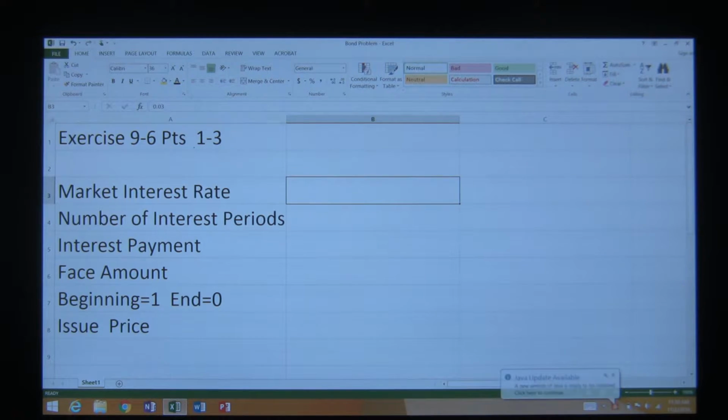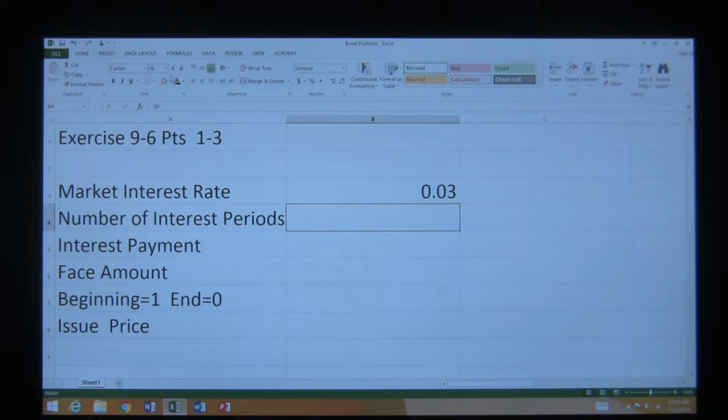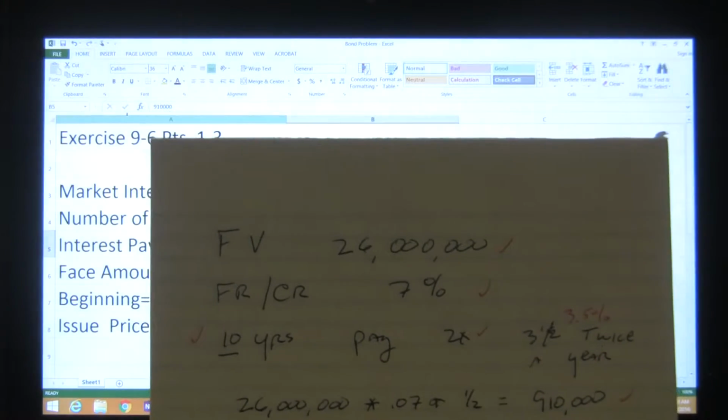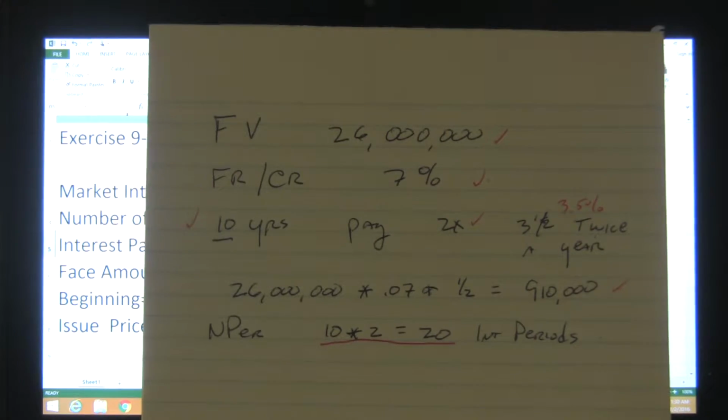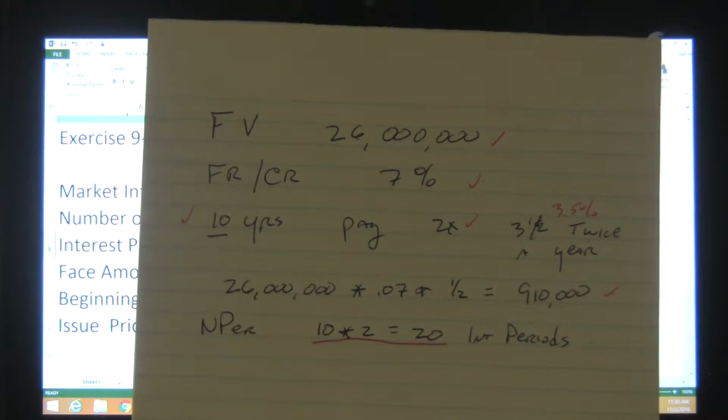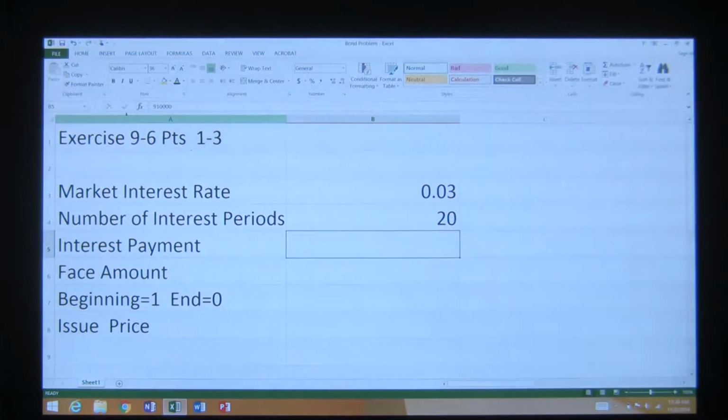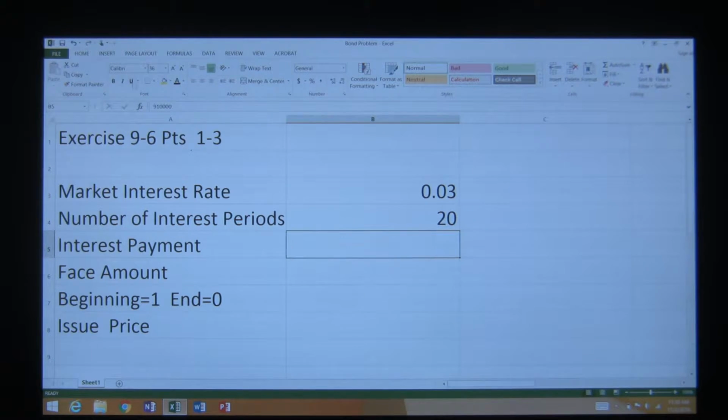Well, we know that the market interest rate is 6%, so 6% divided by 2 is 3%. The number of interest periods, it's 10 years, but we're going to pay interest twice a year, so that's 20. The interest payment is still the same that we figured out before. It's 26 million times 7% times 1/2, 910,000. So that's still the same.